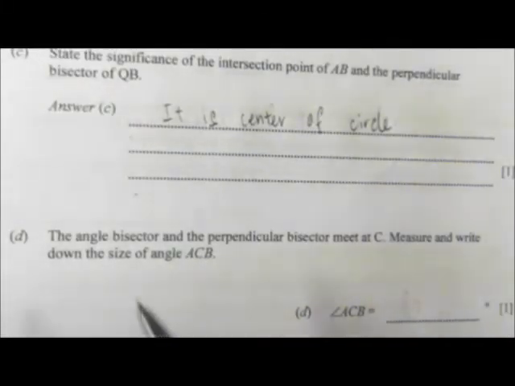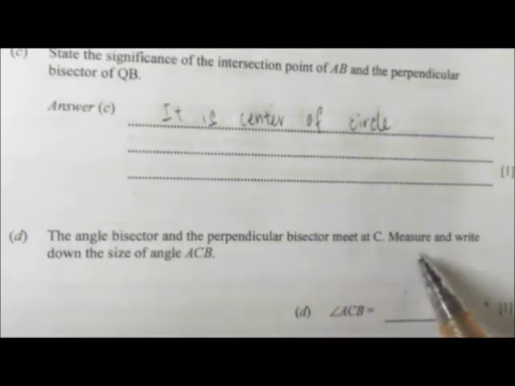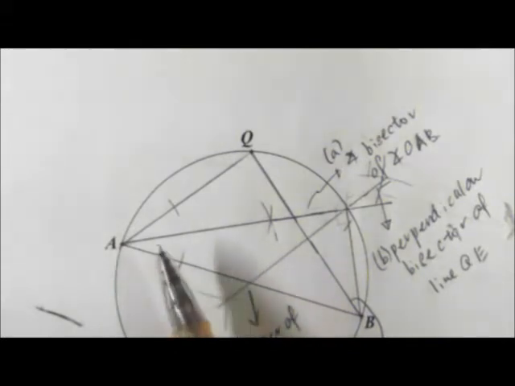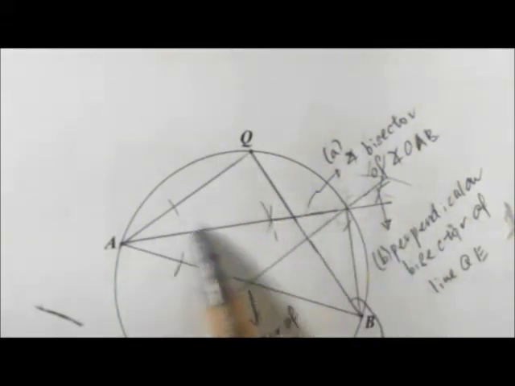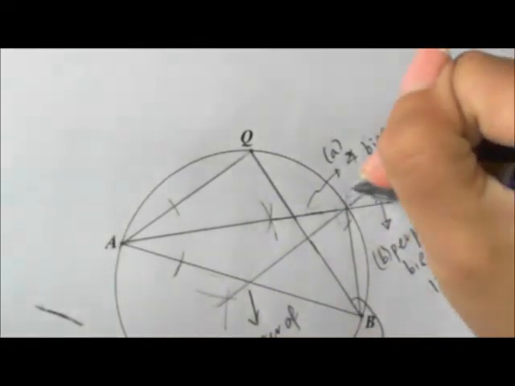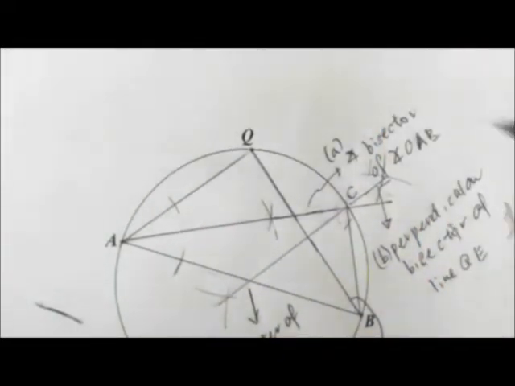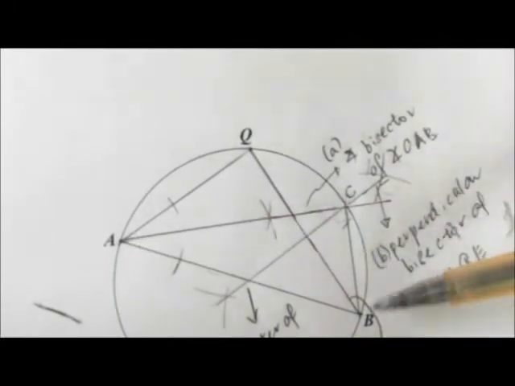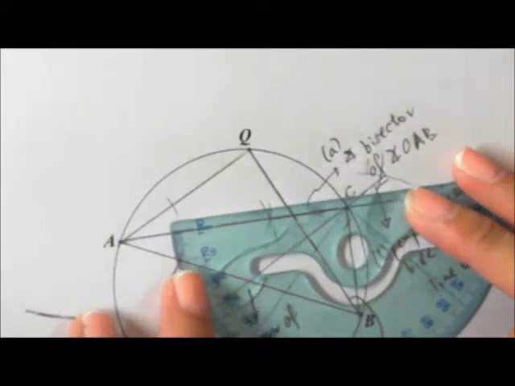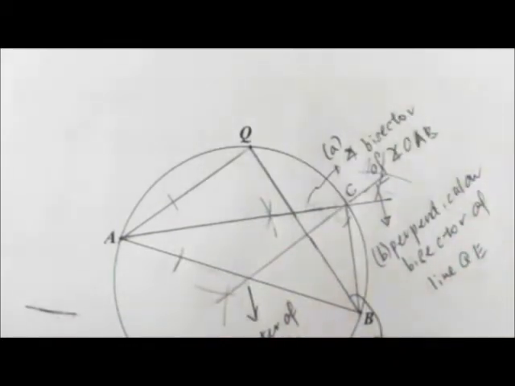Part D. The angle bisector and the perpendicular bisector meet at C. Measure and write down the size of angle ACB. So let's look at the angle bisector. This is the angle bisector. This is the perpendicular bisector. They meet at point C. So let's measure the angle ACB using a protractor. You realize that the angle is 90 degrees.